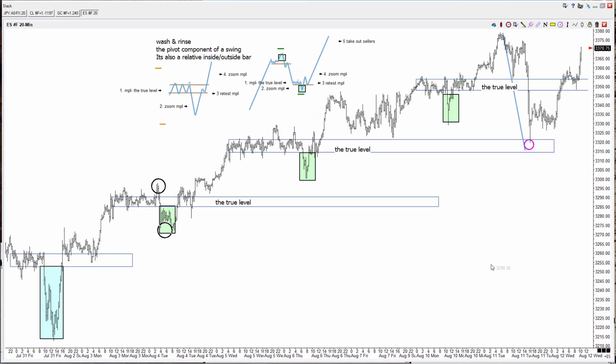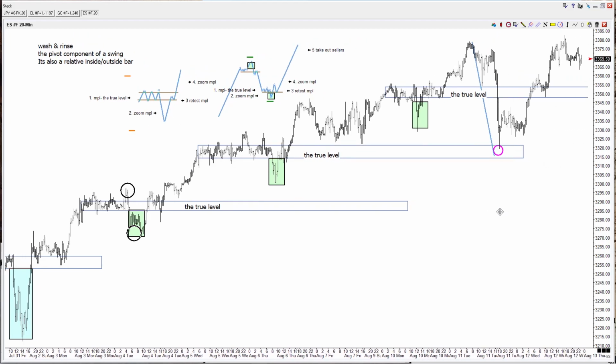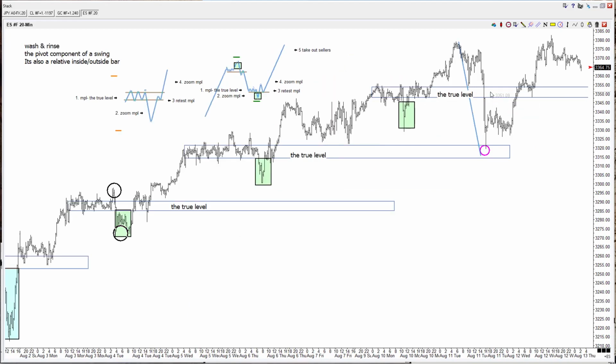All right. Now just make some observations here. They don't always zoom back through and retest, but often they do. This one did not. This one, it does. So what this did was go through the process. Step one, true level. Step two, zoom. Step three, retest. It has a choice to keep going. We don't know. Step four, zoom back through. All right?